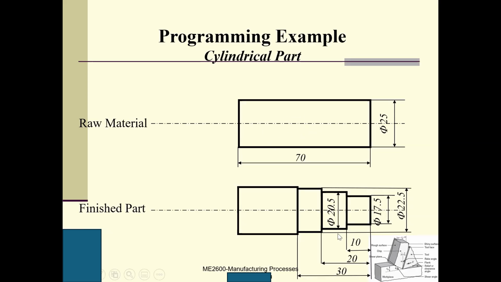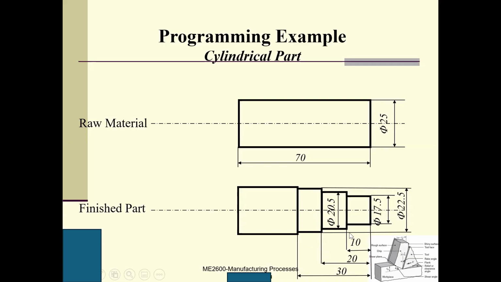This is our raw material, and this is our final product, and we want to have 4 steps: 1, 2, 3, 4. Here you do not need to machine this part, but I want you to have the smallest one, the intermediate one, and the biggest one, the step. And then, for each of these 3 steps, I want you to follow.